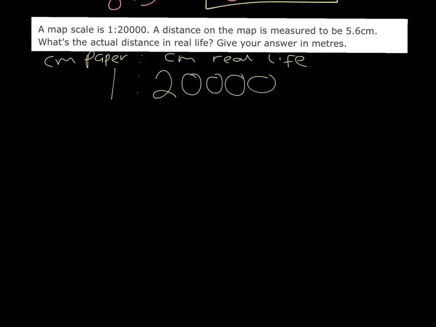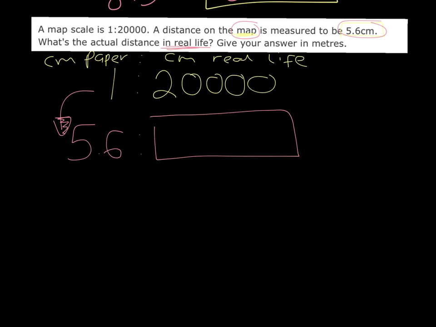So, the question says a distance on a map is measured. So on a map, so that's not real life, that is 5.6. Let's do that again. So on the map, we've got 5.6. So the 5.6, that's not the real life part, that's on the paper, on the map, it's 5.6. And we want to know what's the actual distance in real life. So that's what we're trying to work out. What is that part in real life? And it says give your answer in metres.